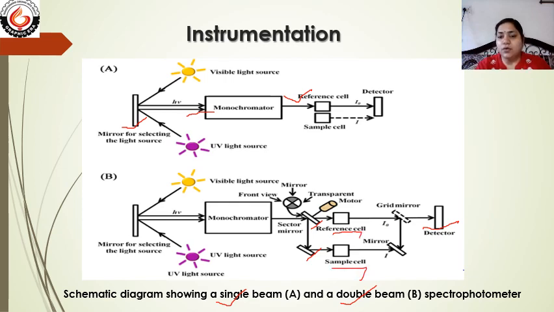Again those light beams, after passing through the reference and sample, go to the mirror, and then the detector observes the difference between these two directly. So this is quite more automatic, and only in one run we will get the result. So this is the difference between the two instruments, the single beam instrument and the double beam instrument.